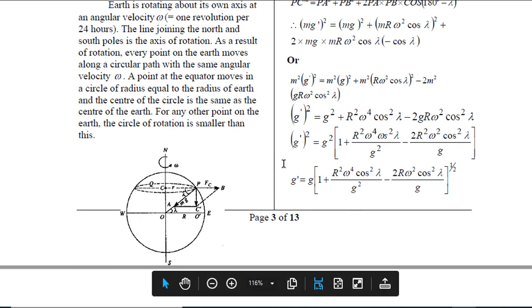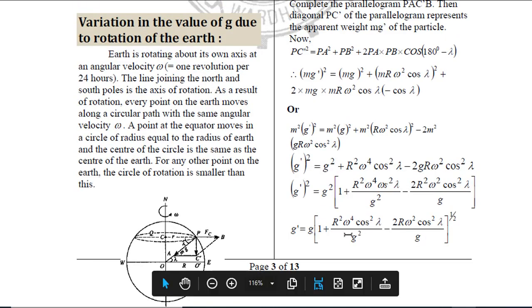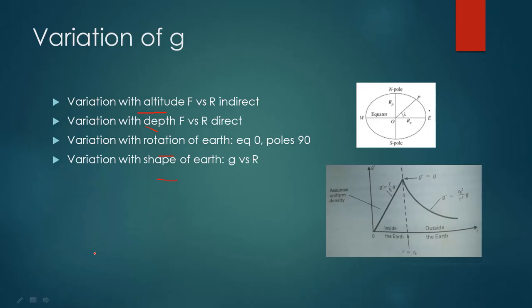There is one imebaki, variation with shape. We are going to see it. Tunarudi kwenye our normal lesson notes ambazo tumeziandaa and we shall see the variation with the shape. So variation with the shape of the earth, the concept is just the same. Tofauti na ilivyo variation ya kwenye rotation, as we said, the angle ikiwa kwenye poles ni 90 na ikiwa kwenye equator ni 0.